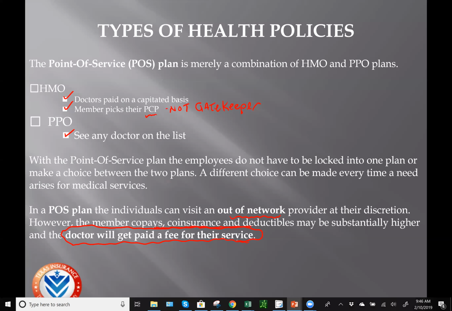Okay, so for a test question, it's going to ask, how's a doctor compensated outside of a POS network? Just look for fee for service, and you will answer your question correctly.